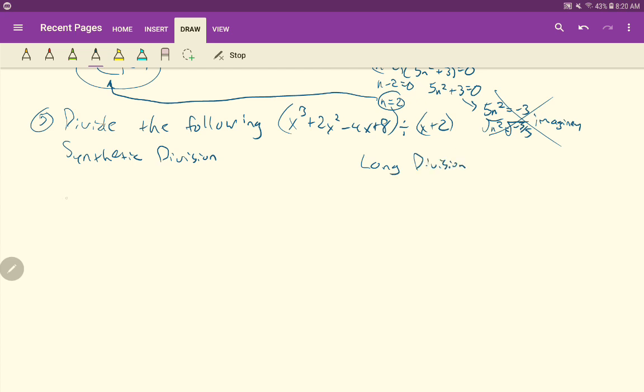Okay, with synthetic division, the number we're going to put in the box comes from over here, but it's not a positive 2 we put in the box, it's the opposite, it's negative 2. And then we put all the lead coefficients. That's a 1 right there, right? Put those lead coefficients in. So it's a 1, then a 2, then negative 4, and then 8.